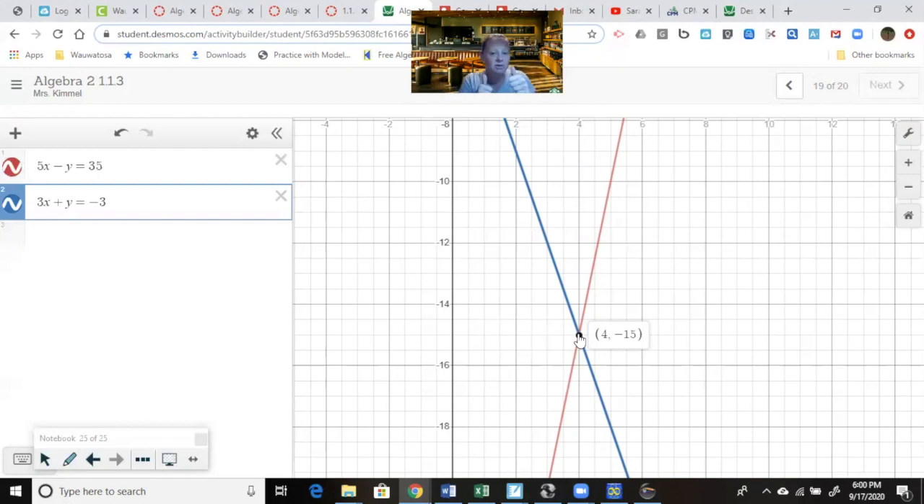So with your graphing calculator, you change the window to see what you need to see. I need to see this point. A solution to the point of intersection of two lines is seeing that point of intersection on the screen. So the solution to this question is the point of intersection 4, -15.